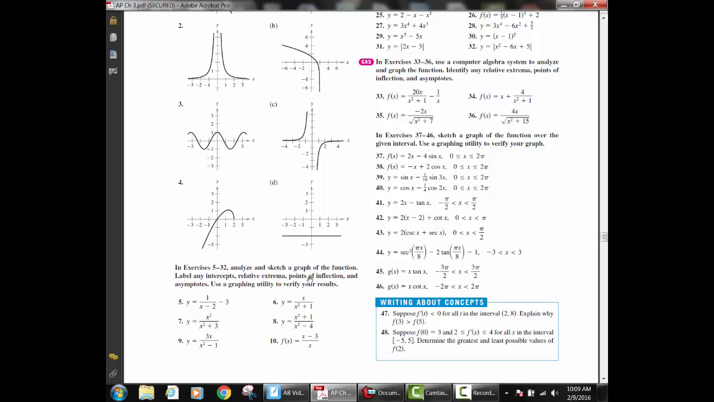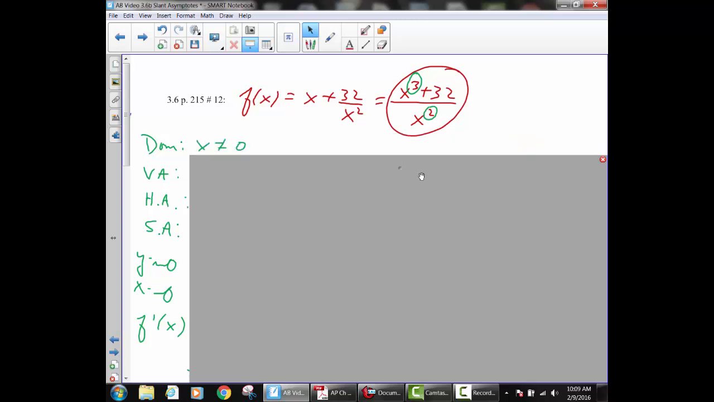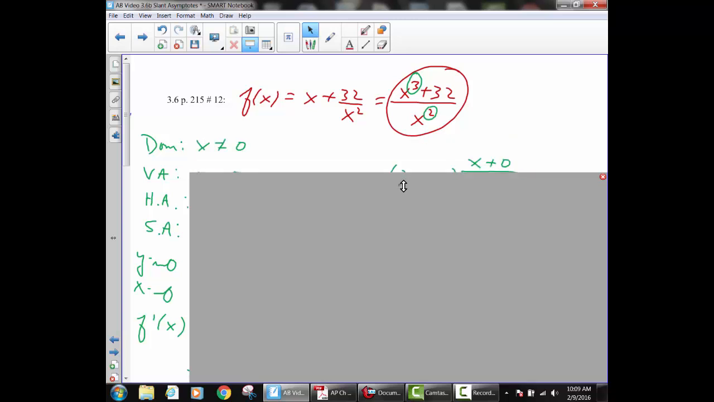Okay, so what they're asking you to do is analyze and sketch a graph, label the intercepts, relative extrema, points of inflection, and asymptotes. Okay? All right. So x plus 32 over x squared, I would rewrite it as a single fraction, just easier to observe and decide on things. So if I have a common denominator of x squared, that's times x squared times x squared. So as you can see, it is a rational function, polynomial over polynomial. The domain, of course, x can be anything except 0 because of the denominator. Your vertical asymptote is x equals 0.